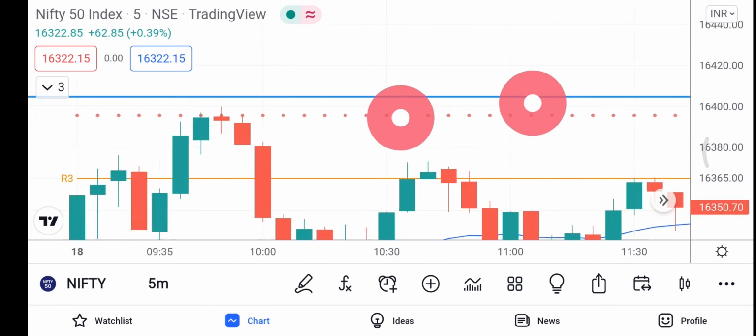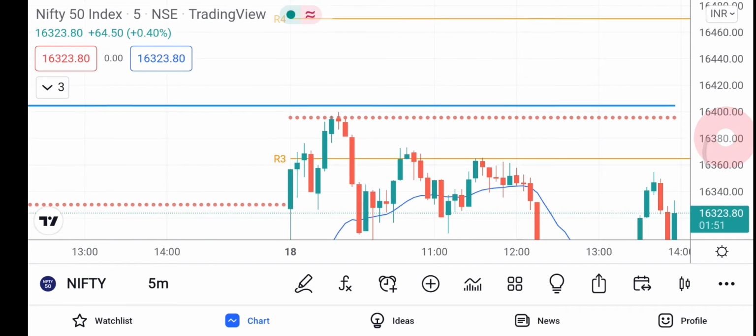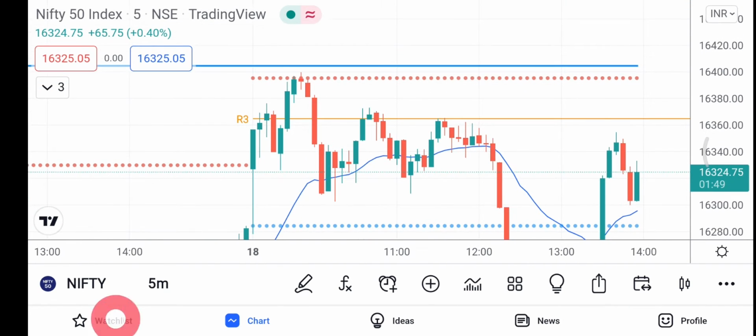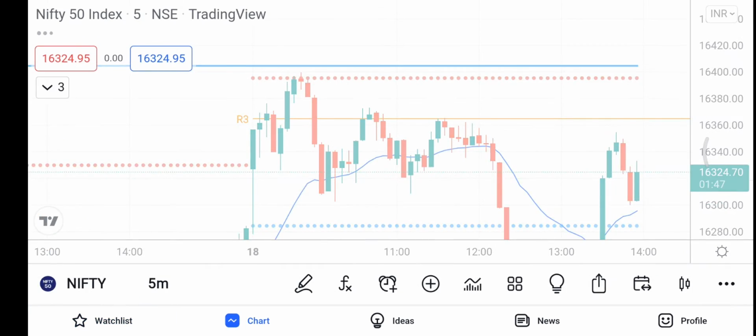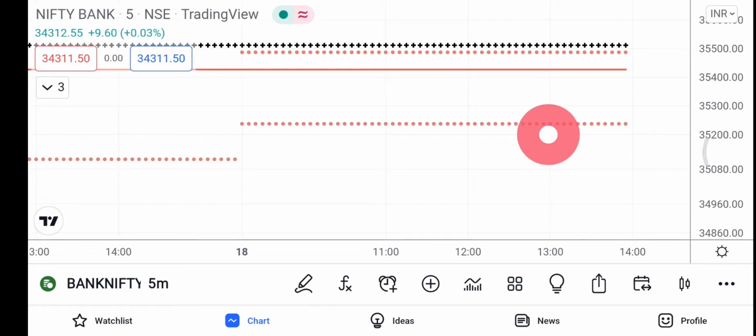This blue horizontal line which you are seeing is the weekly high. So there were two pivots which may act as a resistance. So I didn't go long seeing that. So I waited for the right opportunity in Bank Nifty to go short also.